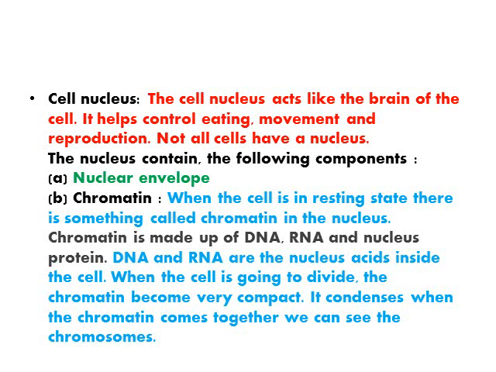When the cell is in resting state, there is something called chromatin in the nucleus. Chromatin is made up of DNA, RNA, and nuclear proteins. DNA and RNA are the nucleic acids inside the cell. When the cell is going to divide, the chromatin becomes very compact. It condenses. When the chromatin comes together, we can see the chromosomes.